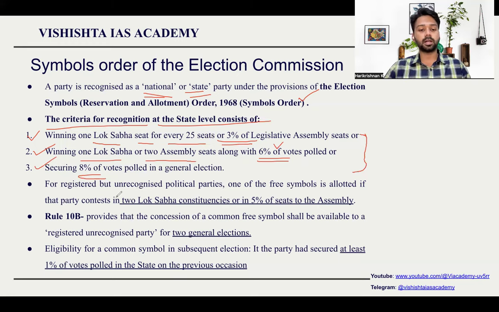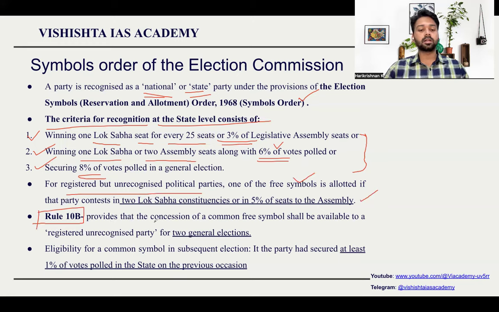For registered but unrecognized parties, one free symbol is allotted. The Election Commission of India always maintains certain symbols. If it is a registered unrecognized party, one symbol is provided by the Election Commission of India if that party contests in a minimum of two Lok Sabha constituencies or 5% of seats to the assembly. There is a rule called Rule 10B, which comes under the Election Symbols Order.